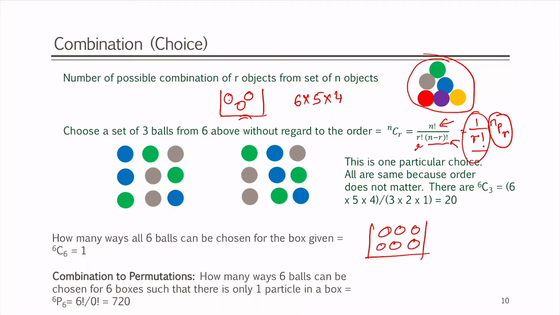So, combination to permutation, we have discussed how many ways 6 balls can be chosen from 6 boxes such that there is only one particle in a box. One particle in a box, that was permutation. So, if I just put one particle in a box, it will go back to the permutation. When you combine them, that gives us combination.